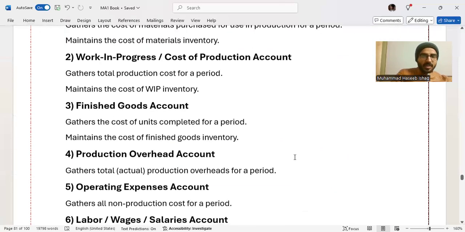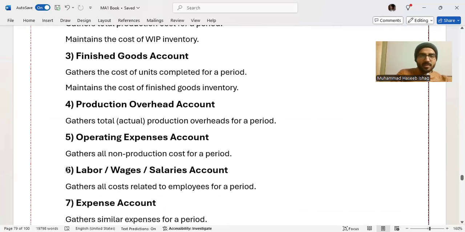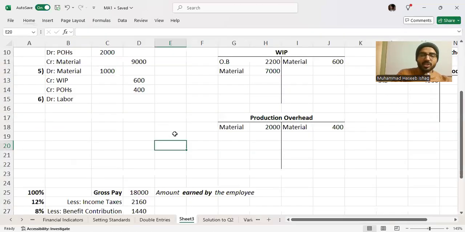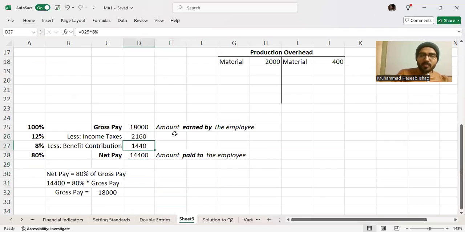We can just read the definition here. What is the labor or wages account? What does it do? It gathers all costs related to employees for a period. So what is the cost related to the employee to the organization? Is it the gross pay amount or the net pay amount? Obviously the cost incurred is the 18,000, because this is the amount that was earned by the employee. This is the cost to the organization, not the net pay.